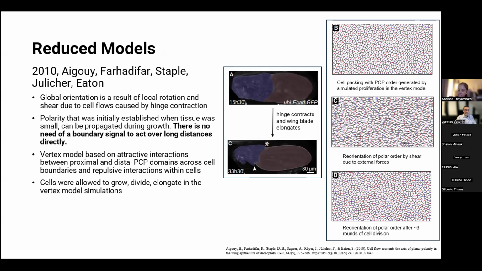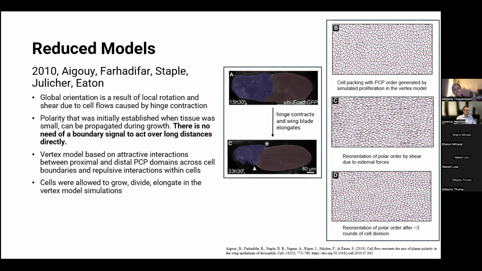So at pupal stages, the wing hinge contracts and the wing blade elongates along the proximal to distal axis, as you can see here in the figure. So this process exerts a mechanical stress leading to cell flow patterns that would help polarization. So basically, polarity that was already established when the tissue was small can be propagated during development. So the authors also claim that there is no need of a boundary signal or some sort of a gradient to act over long distances directly.